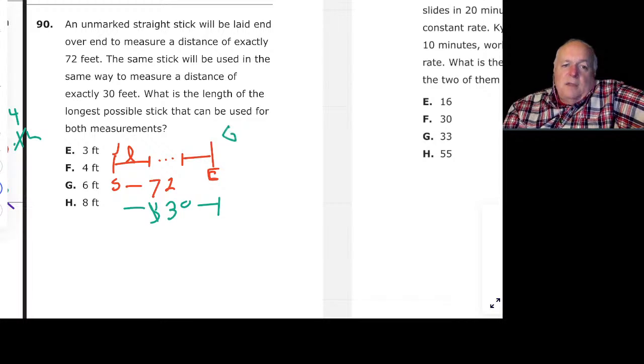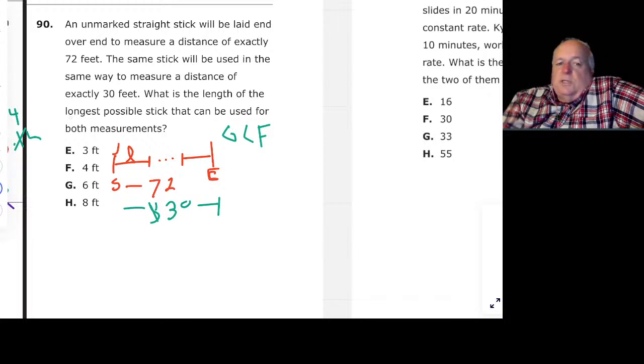Okay, what length between 72 and 30 can be used for both of them? And one key, at least that was slightly helpful in this problem, is it used longest. So what we need to do is actually just do the GCF of 72 and 30. Okay, that may leap out of you. It doesn't. We can actually just compute it then. So we have 30.